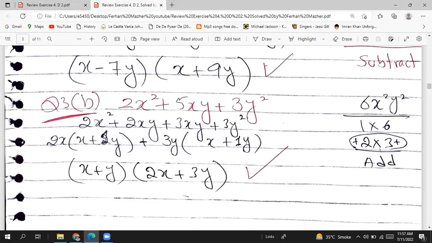Now you can see in this term and in this term, x plus 1y is common. Take that common. From here, you are left with the 2x. From here, you are left with the plus 3y. And this is how you will factorize question number 3, B part.